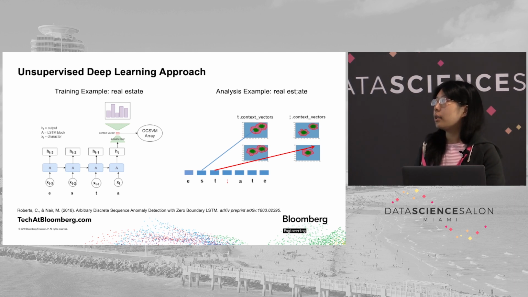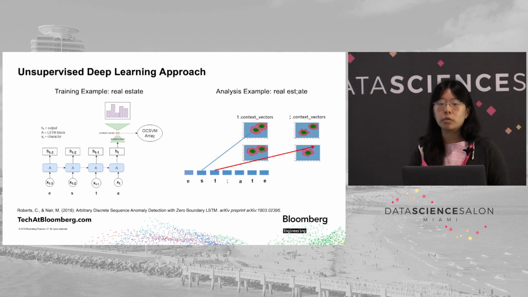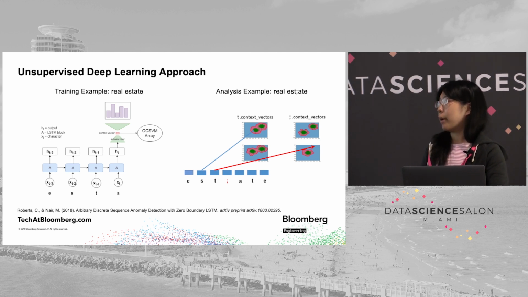Let me just back up a little bit. The one-class SVM is used to form a boundary between what is good and what's bad data. So in analysis, we load this model and read the input string byte by byte, and we try to predict whether it falls in or out of the boundary. When we reach the semicolon here, we see that the context vector actually fell out of the boundary, and so we flag this semicolon as an anomalous byte.